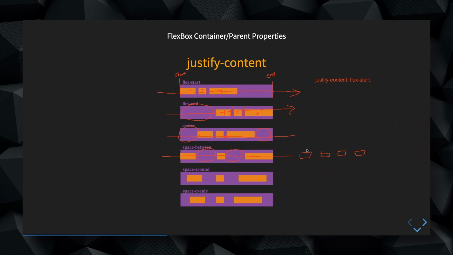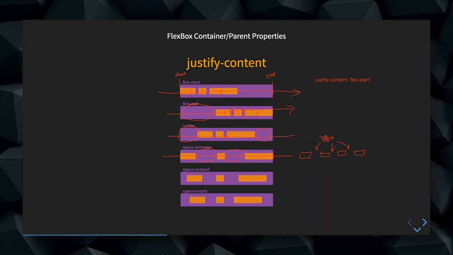Take 100 pixels and give 25 pixels here, let's say, and here, and here. No, it's not, sorry, it's 33. Okay, if we had like 100. So equally distribute the space between the elements. As you can see, there are no spaces here at the edges. It's just between the elements.